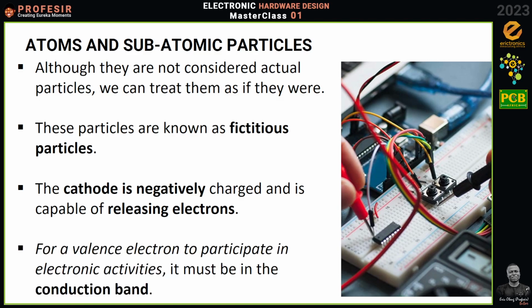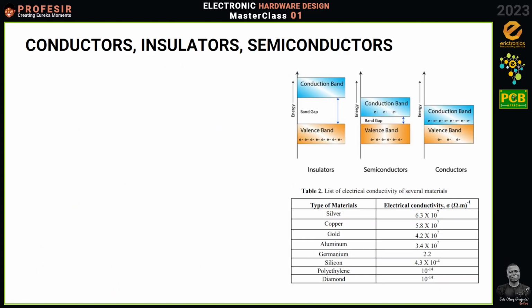For the valence electron to participate in electronics activities, we first need to get it into the conduction band. Even though I mentioned that it is for electronics, it is the valence electrons that do the work, and they have to first move into the conduction band. That is a requirement before they can contribute to the activities or business of electronics.